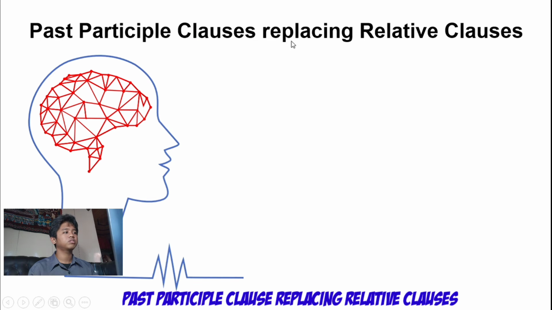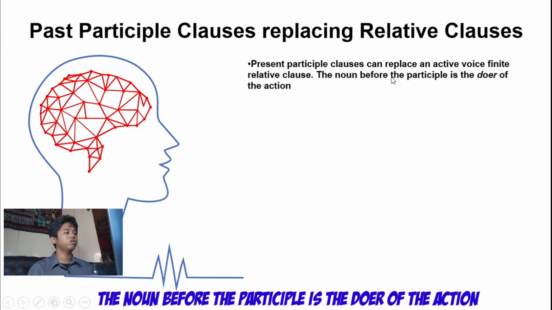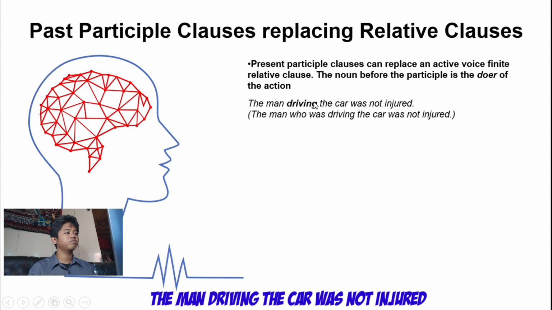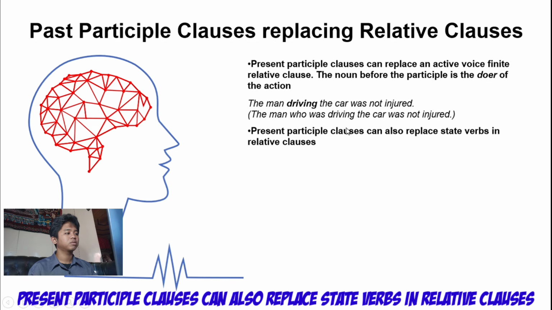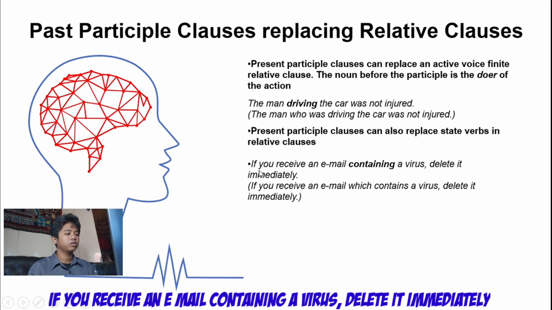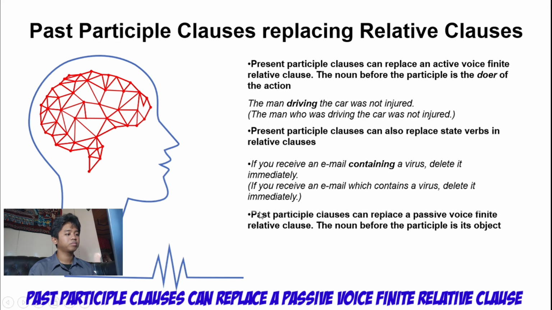Participle clause replacing a relative clause. A present participle clause can replace an active voice finite relative clause, the noun before the participle being the doer of the action. For example, the man driving the car was not injured. The man who was driving the car was not injured. A present participle clause can also replace a state verb in a relative clause. If you receive an email containing a virus, delete it immediately. If you receive an email which contains a virus, delete it immediately.